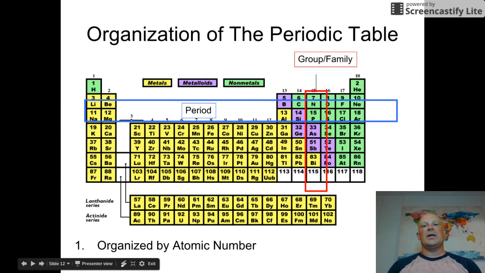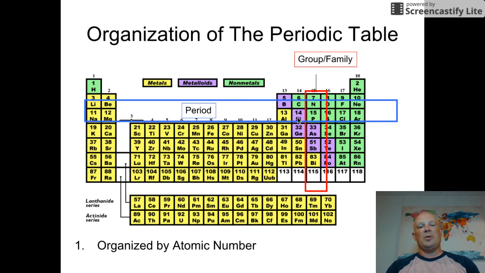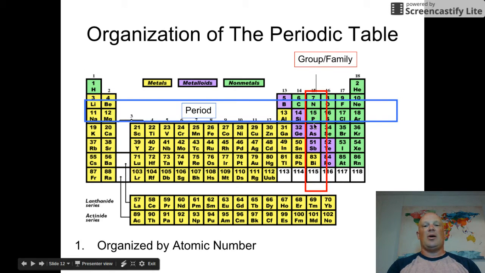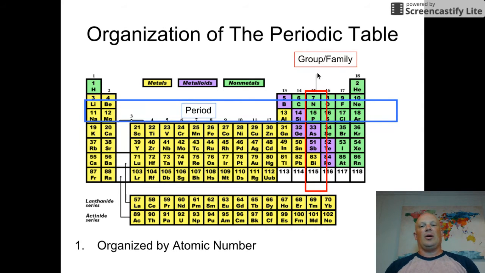When we look at the organization of the periodic table, there are 2 things to notice about how it's organized. This blue box you see here is the periods. This is how they repeat. And then you see up and down in this red box, this is the family. So the periods are when they repeat. The families share characteristics or qualities with one another. They're organized by their atomic number. So hydrogen is 1, helium is 2, lithium is 3, and so on.